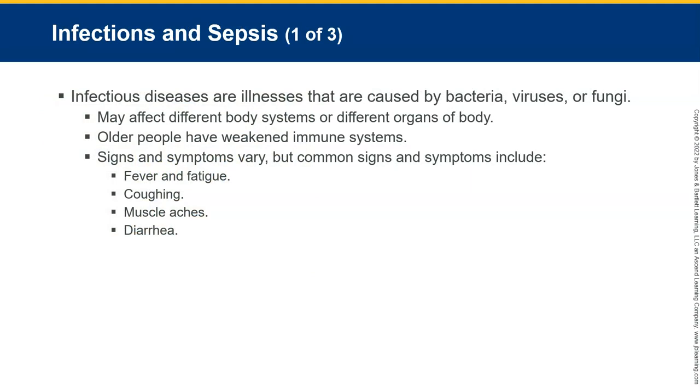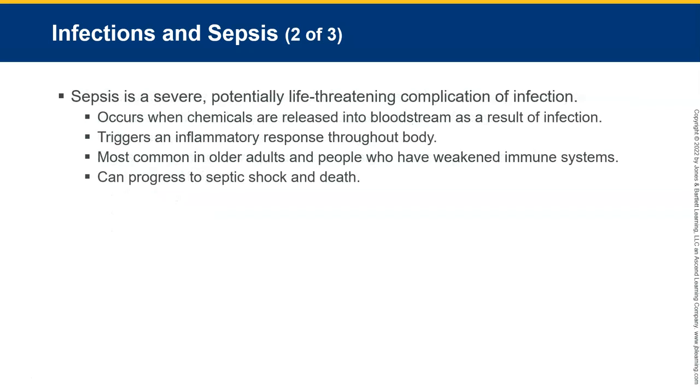Now, infections and sepsis. Infectious diseases are illnesses that are caused by bacteria, by viruses, or even fungi. They may affect different body systems or even different organs of the body. Older people are more susceptible to contracting infectious diseases because they have weakened immune systems. Signs and symptoms of an infectious disease vary depending on the organism causing that infection, and the body system that's primarily infected also. Some common signs and symptoms that we'll see are fever, fatigue, coughing, muscle aches, diarrhea. Those are all things that we might see as somebody has an infection.